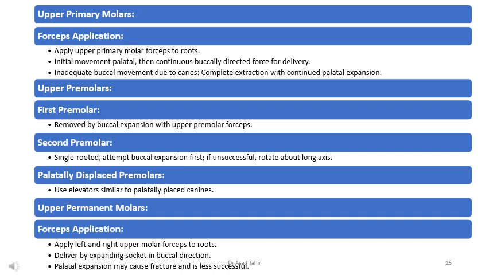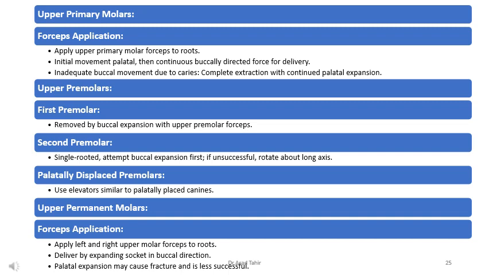For premolars. First premolar. Removed by buccal expansion with upper premolar forceps. Second premolar. Single-rooted, attempt buccal expansion first, if unsuccessful, rotate about long axis. Palatally displaced premolars. Use elevator as for palatally placed canines.